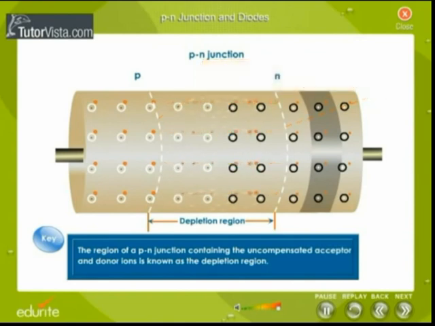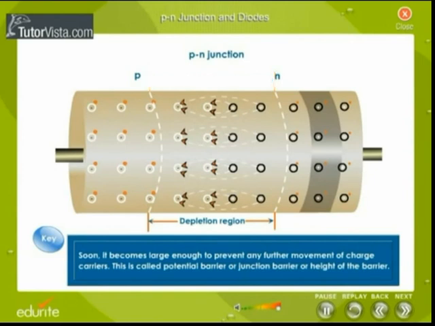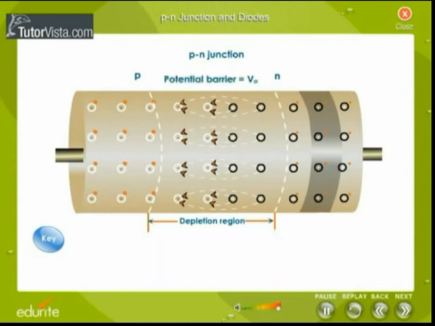acceptor ions. As a result, potential difference is established across the junction. Soon, it becomes large enough to prevent any further movement of charge carriers. This is called potential barrier or junction barrier or height of the barrier. From the figure, you can clearly see that the potential barrier V0 that is set up gives rise to an electric field that prevents the respective majority carriers from crossing the barrier region.